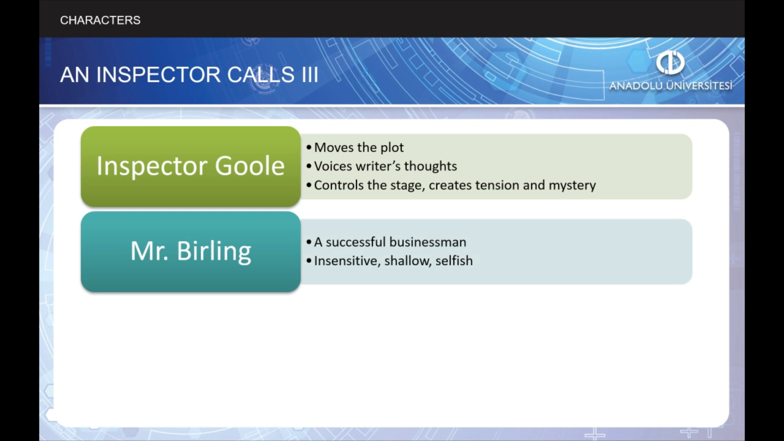The second character is Mr. Birling. The father of the Birling family, Arthur, is a successful businessman. He is a snob and a social climber. His only concern is his position in society, and he is insensitive towards the sufferings and feelings of others. He is shallow and selfish, and we can understand this from his reaction to Eva's death.